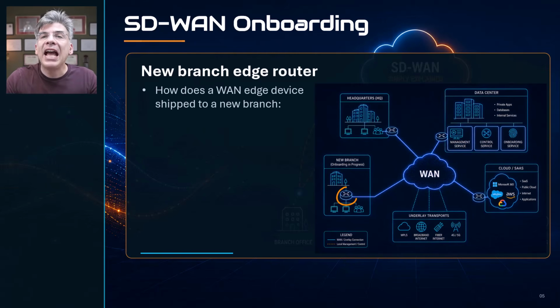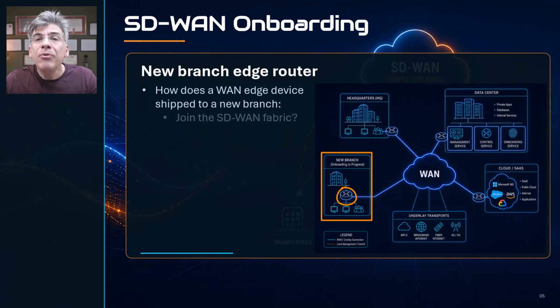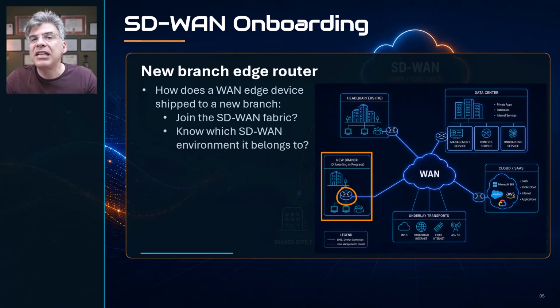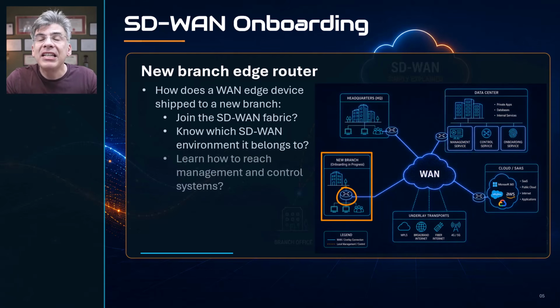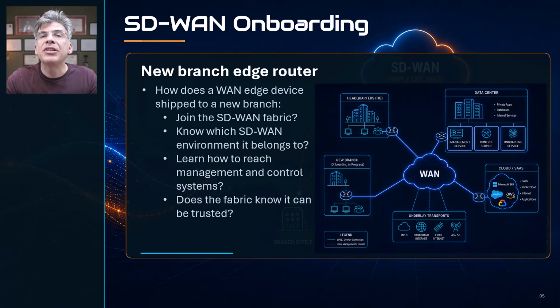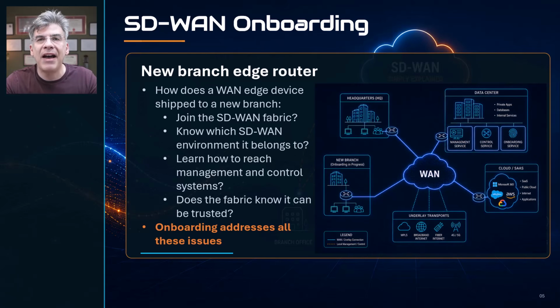When a new WAN Edge device is shipped to a branch, how does it become part of the SD-WAN fabric? How does it know which SD-WAN environment it belongs to? How does the device learn how to reach the management and control systems that govern the enterprise SD-WAN fabric? And how does the fabric know that this device is trusted? That is the purpose of SD-WAN onboarding. SD-WAN onboarding addresses all of these issues and ensures a smooth integration of edge devices into the fabric. We'll take a closer look at this onboarding process here.